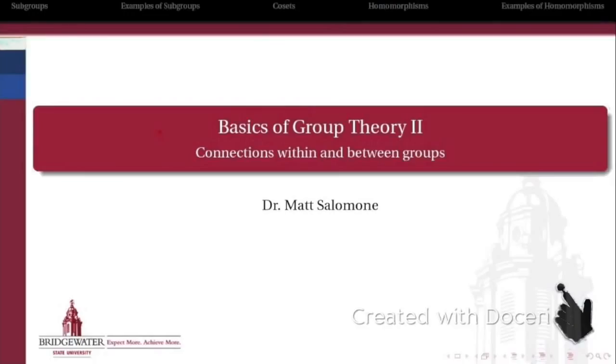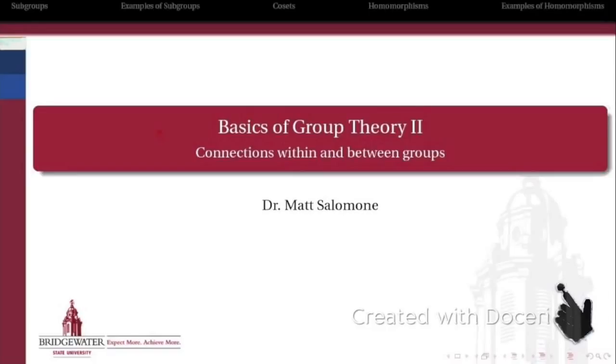So now that your memory has been refreshed on what a group is and what some of the examples of groups are that we're going to care about this semester, it's time to take the next step and look at the basics of group theory, part 2. What we want to do is look first at how to make connections within groups. In other words, how to find smaller groups within larger groups. Naturally, those are called subgroups.